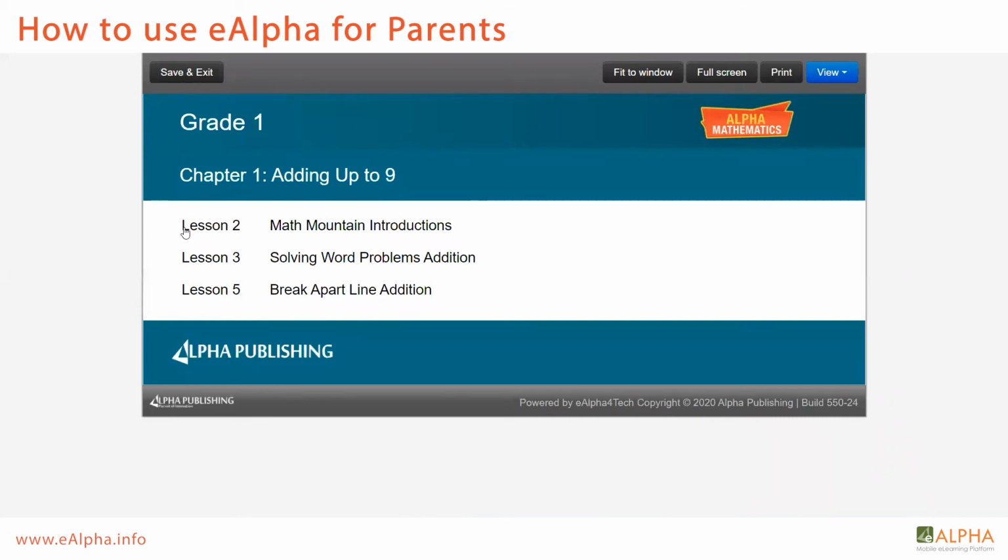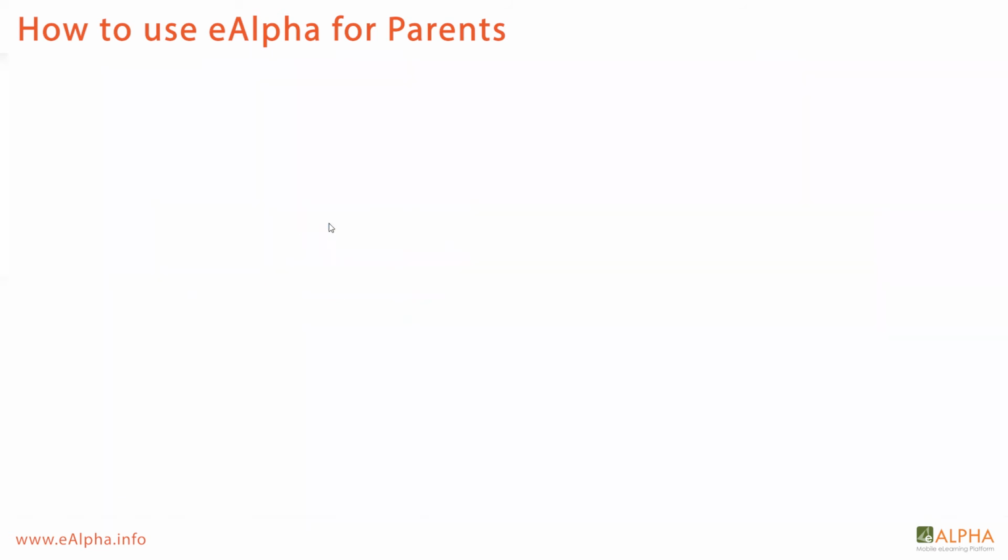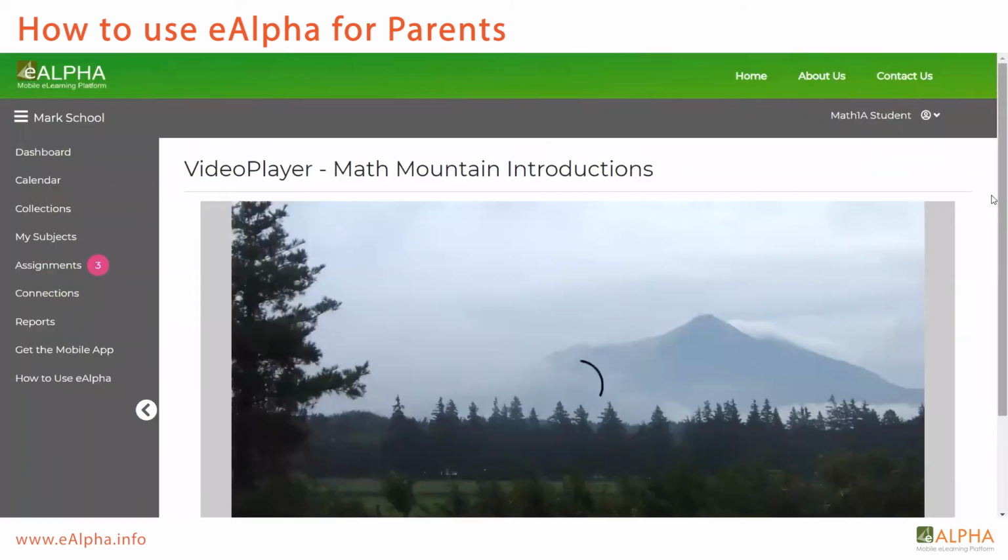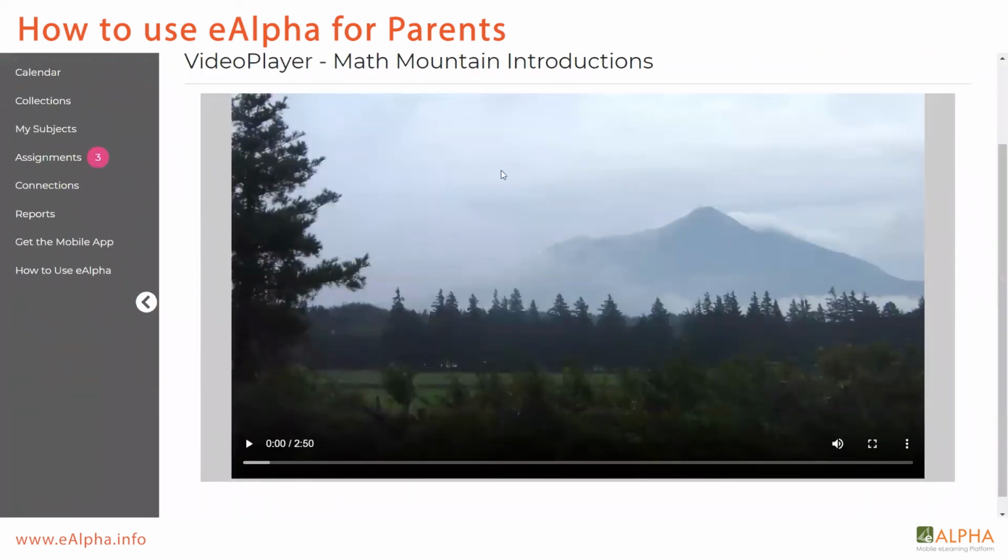And this will list then the lessons that have videos associated with them. And each of these titles are hyperlinks. So you click on the one you want to play for your child, and it will open up the video window. In the bottom left, you have a play button. Just play the video for your child. And you can play this as many times as you need for your child to understand the video.